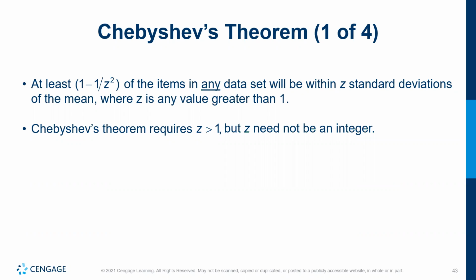So Chebyshev's theorem says at least 1 minus 1 divided by z squared of the items in any data set will be within z standard deviations of the mean, where z is any value greater than 1.